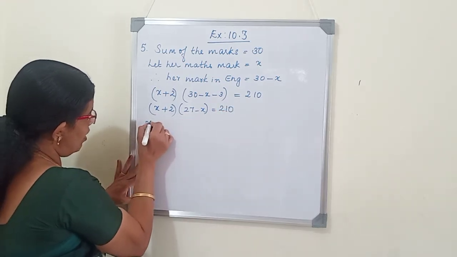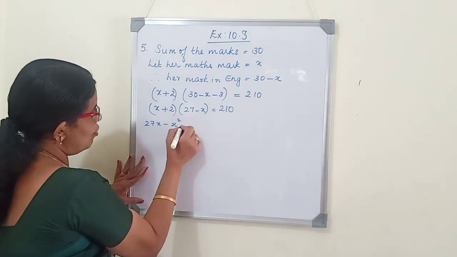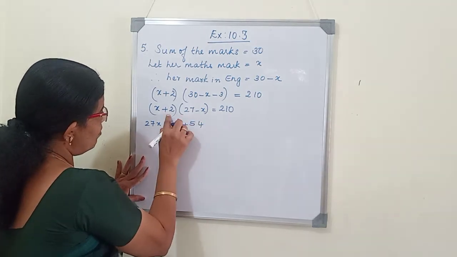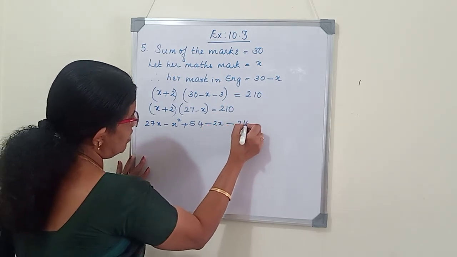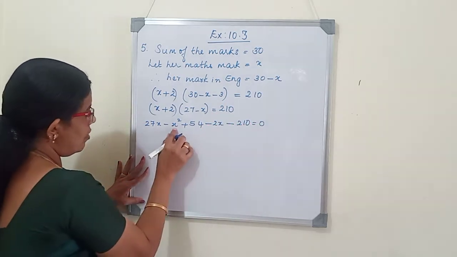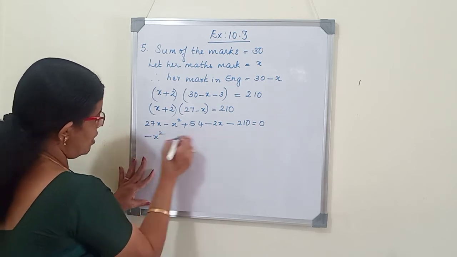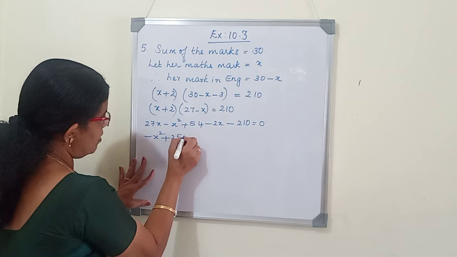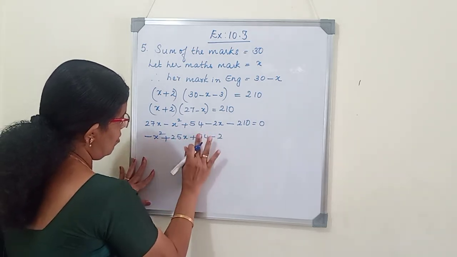X into 27, 27x, X into minus X square, 2 into 27, 54, plus 2 into minus X, minus 2x, minus 210 is equal to 0. So we'll arrange the terms. First minus X square, 27x minus 2x, plus 25x, again 54 minus 210.